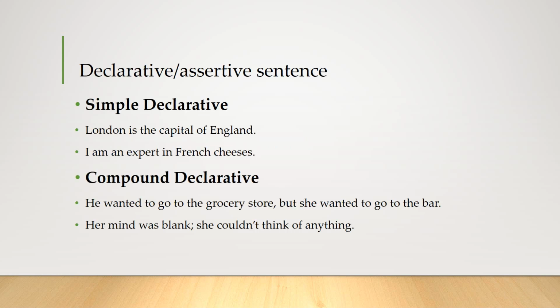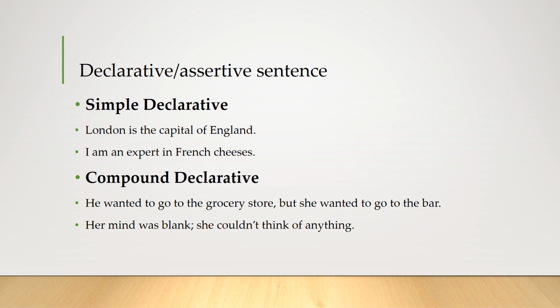It is further studied as simple declarative and compound declarative. A simple declarative sentence has a simple sentence structure. Its structure consists of a subject and a predicate.